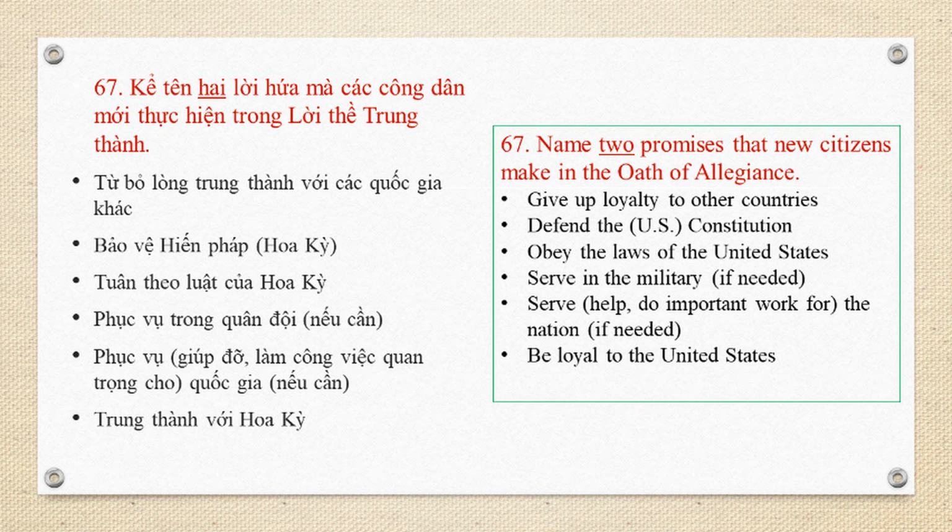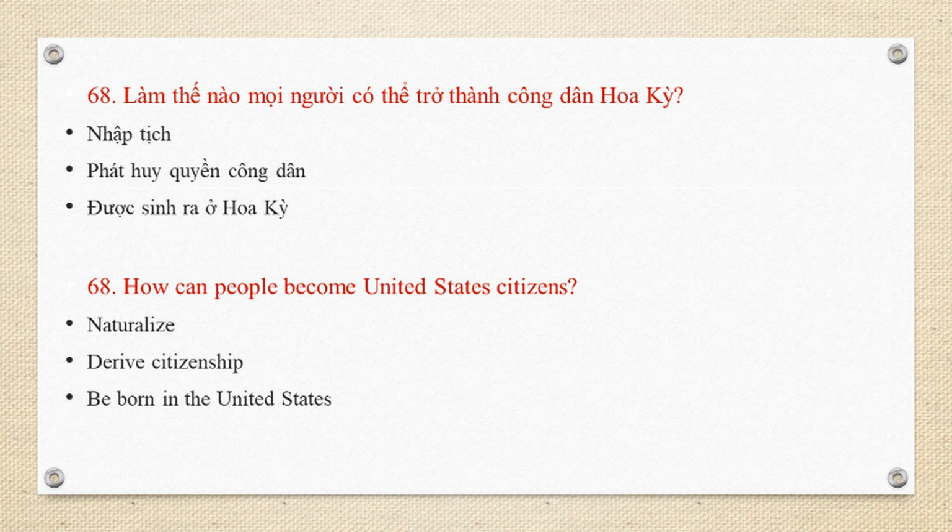67. Name 2 promises that new citizens make in the Oath of Allegiance. Give up loyalty to other countries. Defend the U.S. Constitution. Obey the laws of the United States. Serve in the military if needed. Serve, help, do important work for the nation if needed. Be loyal to the United States. 68. How can people become United States citizens? Naturalize. Derive citizenship. Be born in the United States.